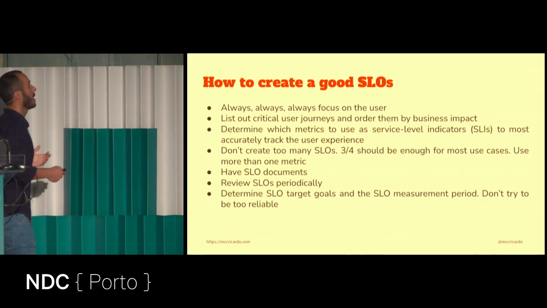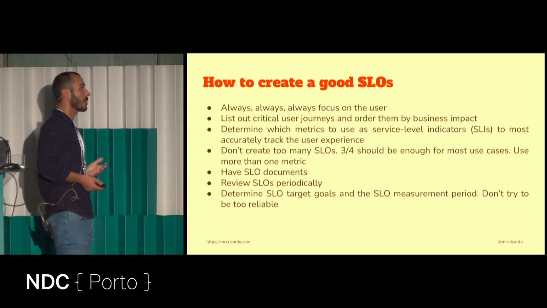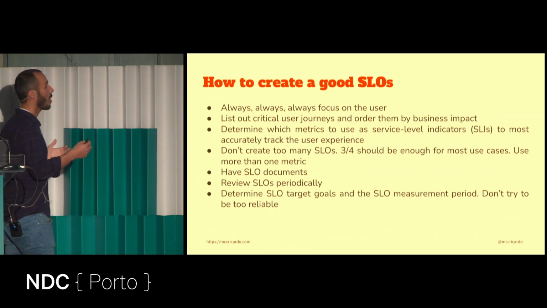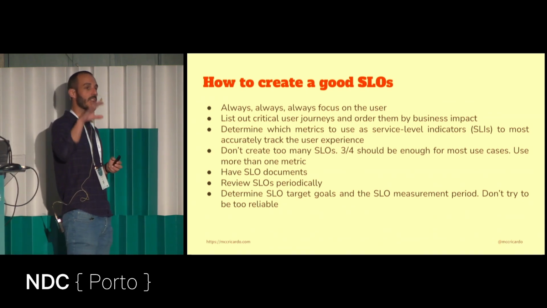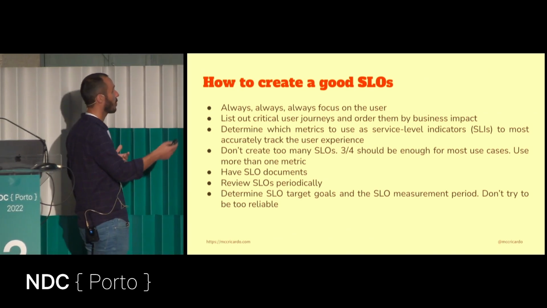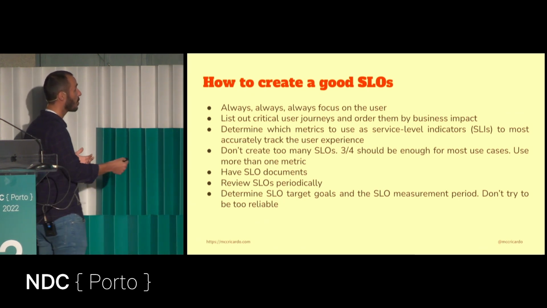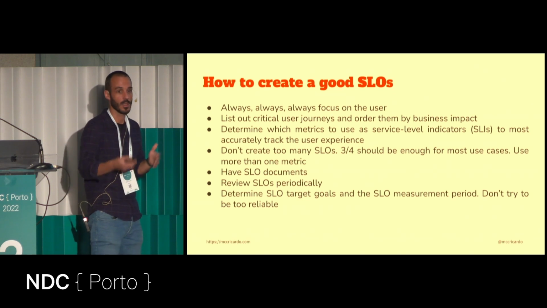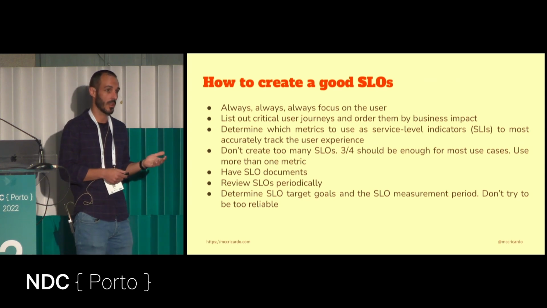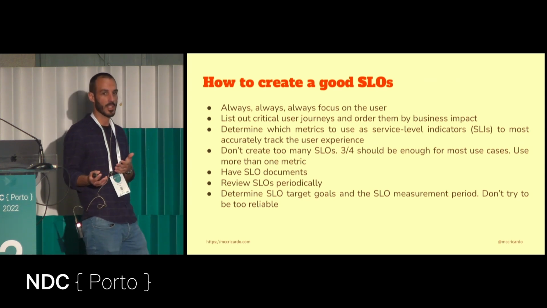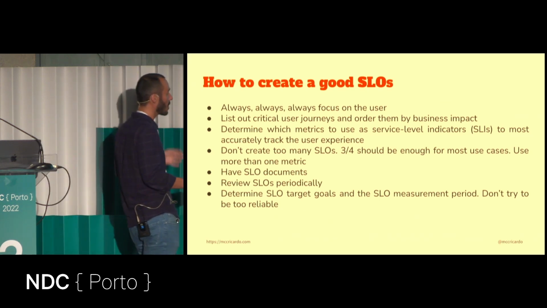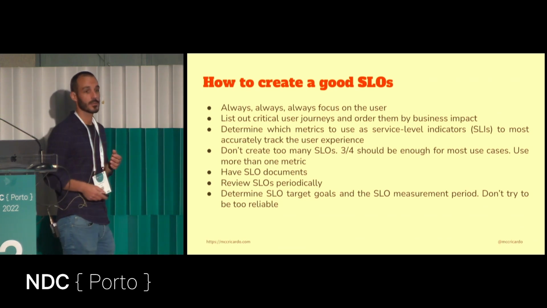The easiest way, the one that provides most value for companies, is to list critical user journeys, probably looking from the outside in, then order them by business impact, and then define SLOs that actually measure and track those interactions. We need to determine which metrics and SLIs most accurately track user experience. A common example: I don't really care if CPU is spiking on a server if it's not affecting my user. So it's not really a metric that I'm going to use on a day-to-day basis to measure user satisfaction.